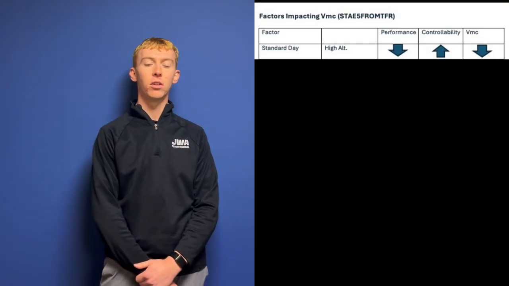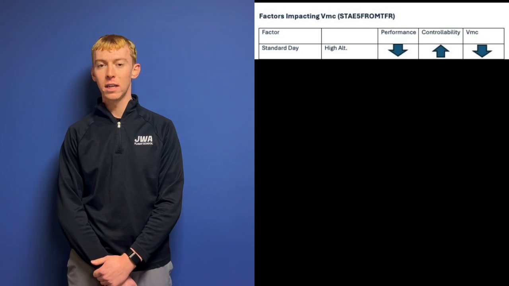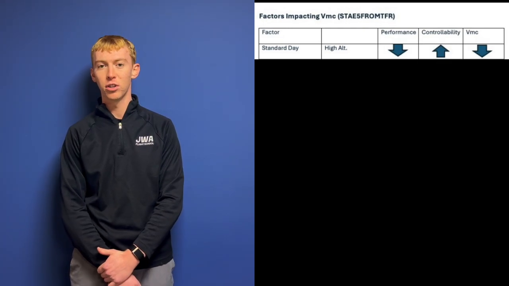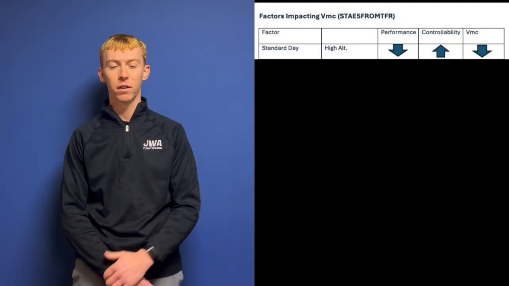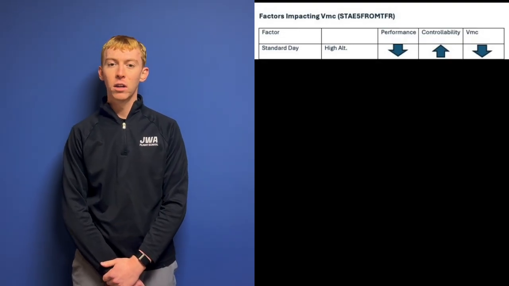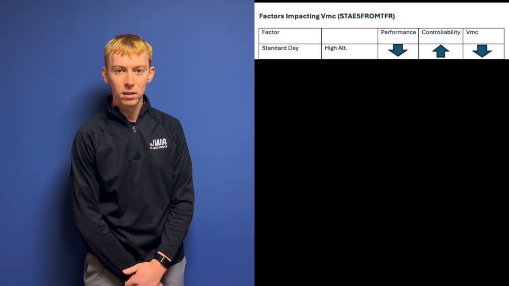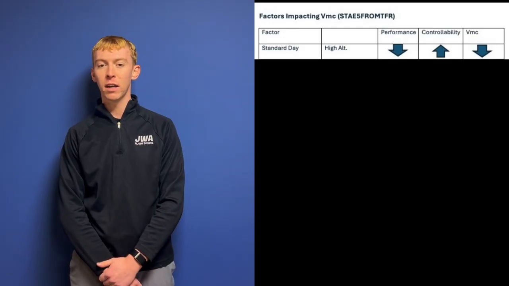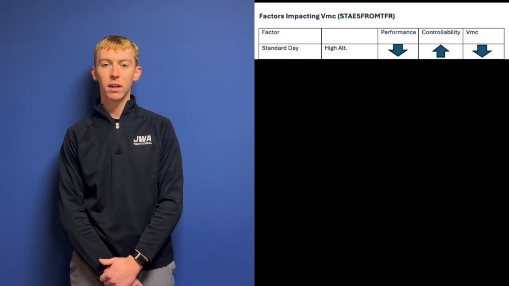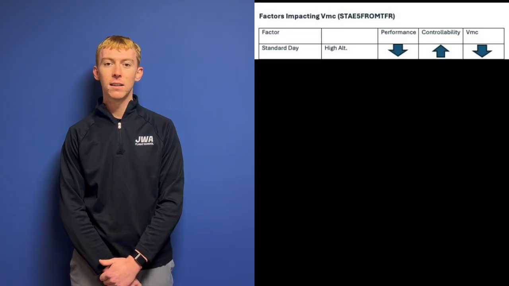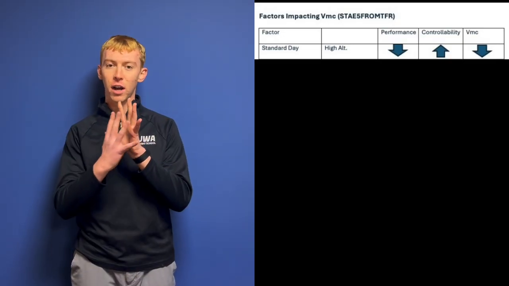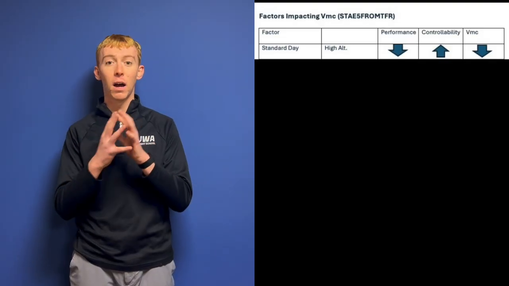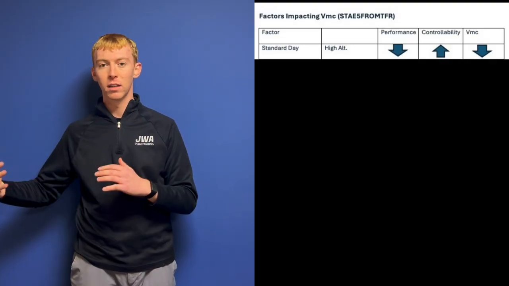At high density altitude, performance is going to decrease. Performance decreases at high density altitude because we have a naturally aspirated engine. As we go up in altitude, there's less air for the combustion process. However, controllability is going to increase at high density altitudes. Why? Imagine that you're kicking a football in Denver compared to kicking a football in Jacksonville. In Denver, there's a lot less air friction on that football, therefore it can go farther. In Jacksonville, there's more air friction on that football, causing it to not go as far.